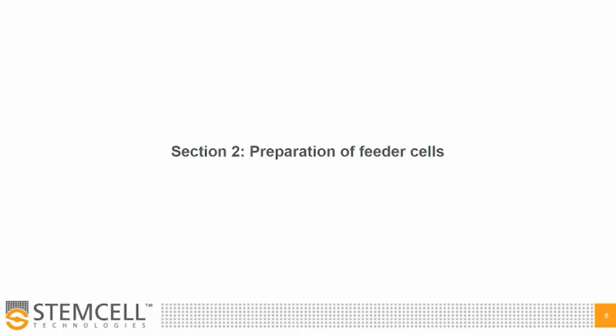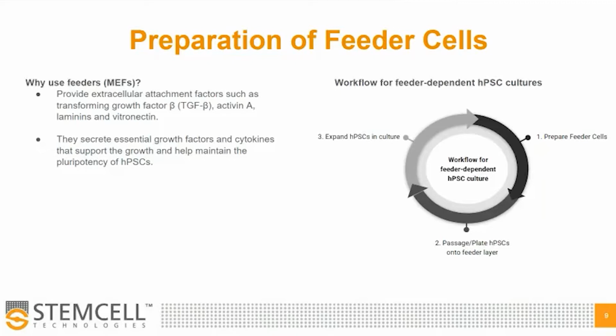Section 2, Preparation of feeder cells. First off, why do we use feeders? Well, we need to provide an environment where the cells will be anchored to the culture dish in order to grow. We need something to mimic the extracellular matrix in vivo. Feeders or MEFs provide this.